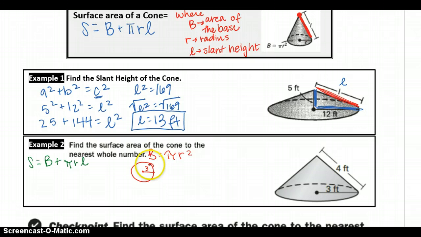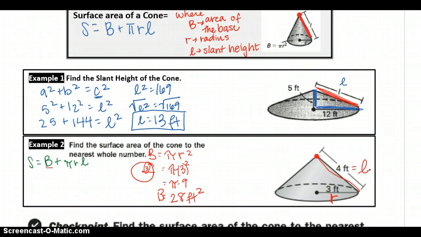So for r, we're going to plug in 3. So we get pi times 3 squared, which is equal to pi times 9. If you plug that into your calculator and round to the nearest whole number, you will get 28. And this is feet squared, since we were talking about the area of our base. So we found B. We need to find r and L. Well, r is given to us as the radius of our base, which is 3 feet, and L, the distance from the vertex to the edge of the circle, is also given to us to be equal to 4 feet.